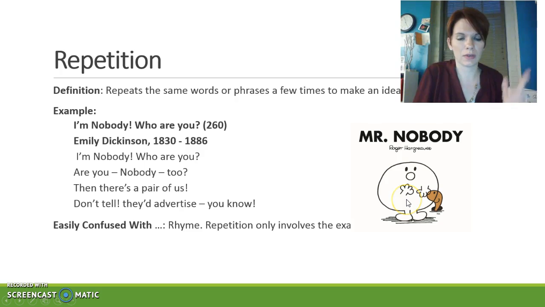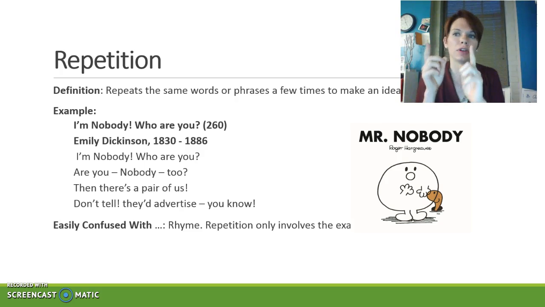Repetition is easily confused with rhyme. Like we said, repetition only involves the exact same word, whereas rhyme is very similar at the end. Okay.